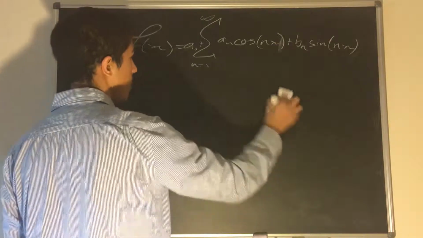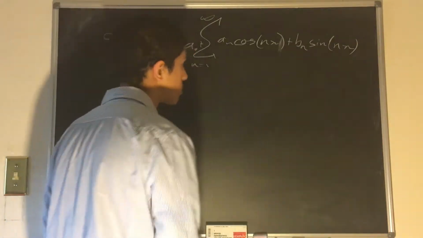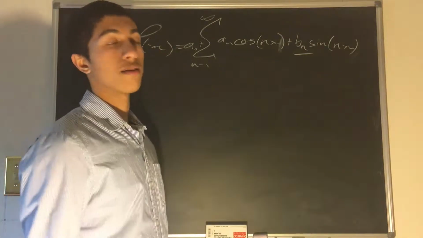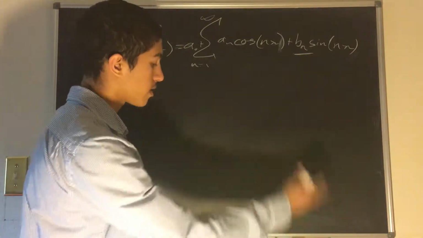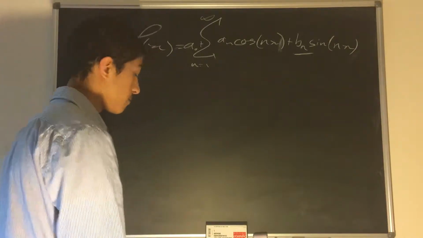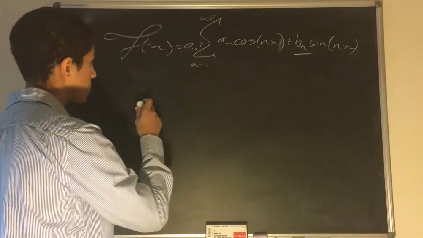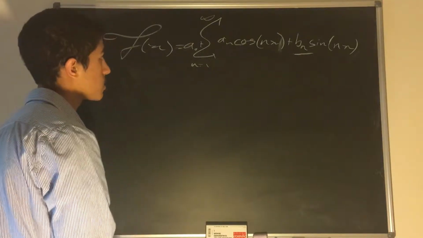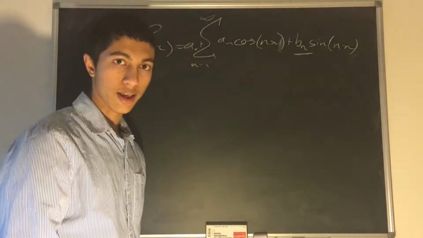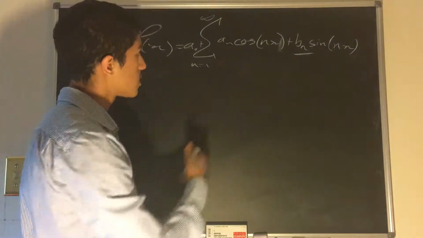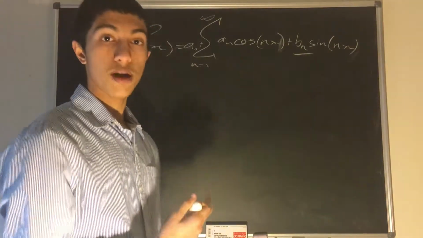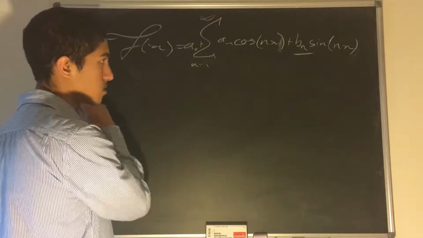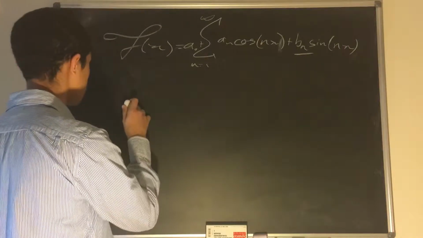So let's begin. We would like to isolate this bn term and determine the weight on varying frequencies, varying sine functions with different frequencies. So let's begin by multiplying both sides of this Fourier series equation by sine of kx. In the derivation of a sub n, we multiplied by cosine kx. Here we'll be multiplying by sine kx, because it yields some very nice workable properties.